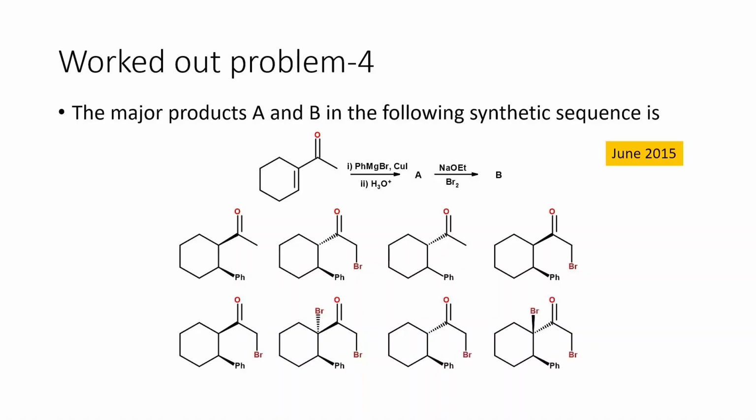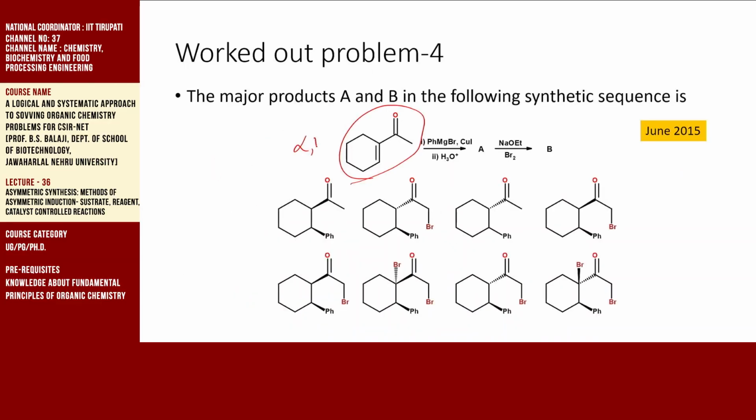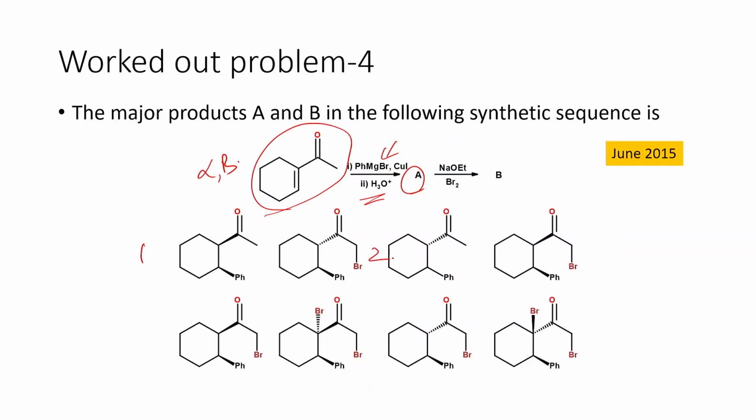So let us move on to the next problem. So here, the major products A and B are formed in the following synthetic sequence. Here we have an alpha beta unsaturated system that is given here, and the first reaction is phenyl magnesium bromide and copper iodide. So this is a cuprate addition reaction followed by acidic workup in the next step. So introduction of the phenyl group is going to take place in this particular reaction, and that is going to give an intermediate A. So let us say this is 1, 2, 3 and 4. We have A and B, two types of intermediates that are possible. A is the intermediate, B is the final product.